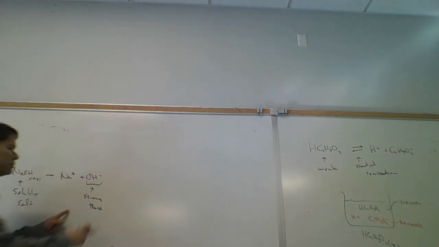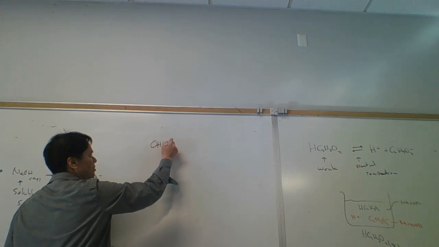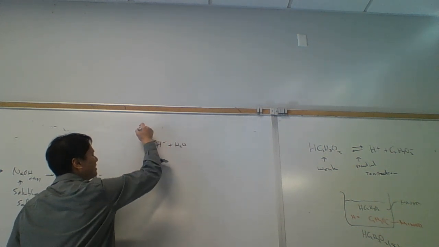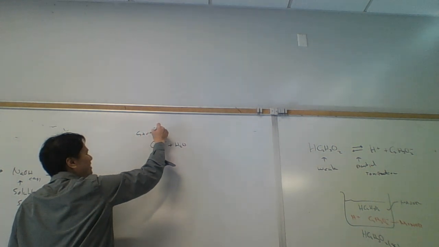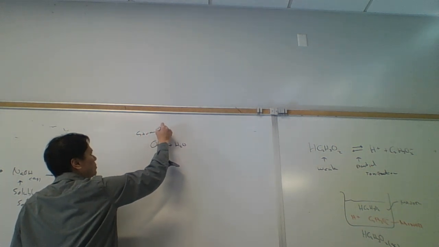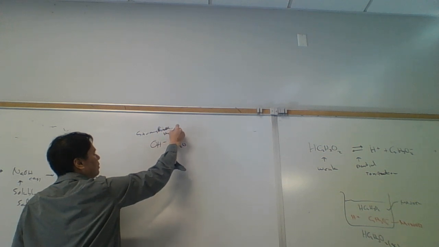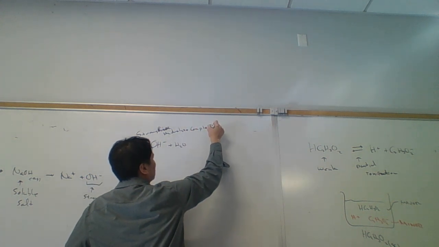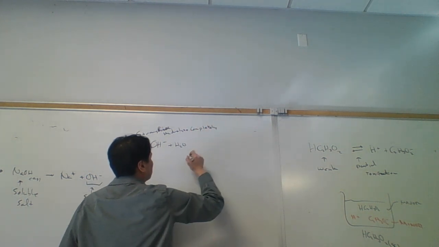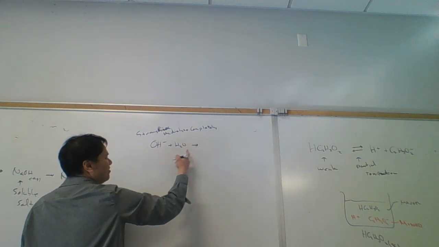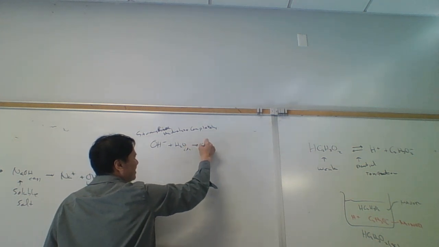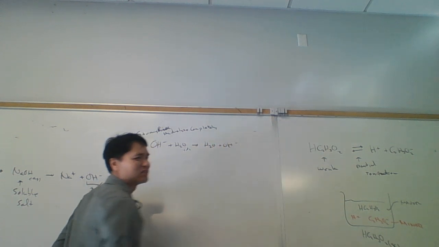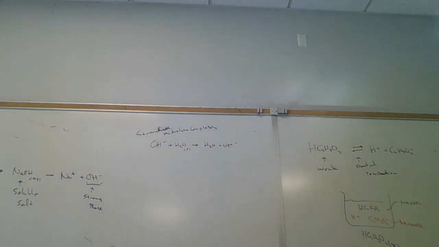Now, what the strong bases do is they don't ionize. The strong bases hydrolyze. Strong bases are strong electrolytes. Strong bases hydrolyze completely. And so I get hydroxide and water yields water and hydroxide. So pretty much no change there. So let's do another one.